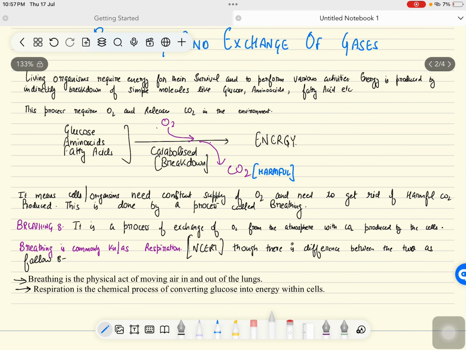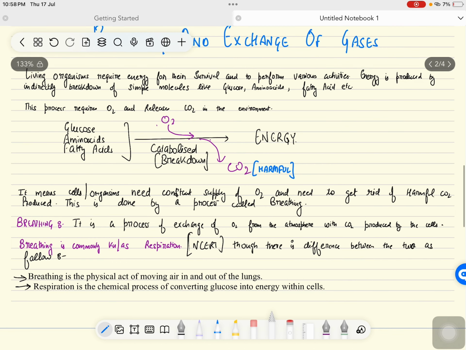So what is breathing? What do you mean by breathing? Breathing is a process of exchange of oxygen from the atmosphere and release of CO2 into the atmosphere. It means that oxygen is taken up from the environment and in turn CO2 is released into the atmosphere. The process involving this is called breathing. According to NCERT, breathing is commonly known as respiration, but there are some differences between the two.